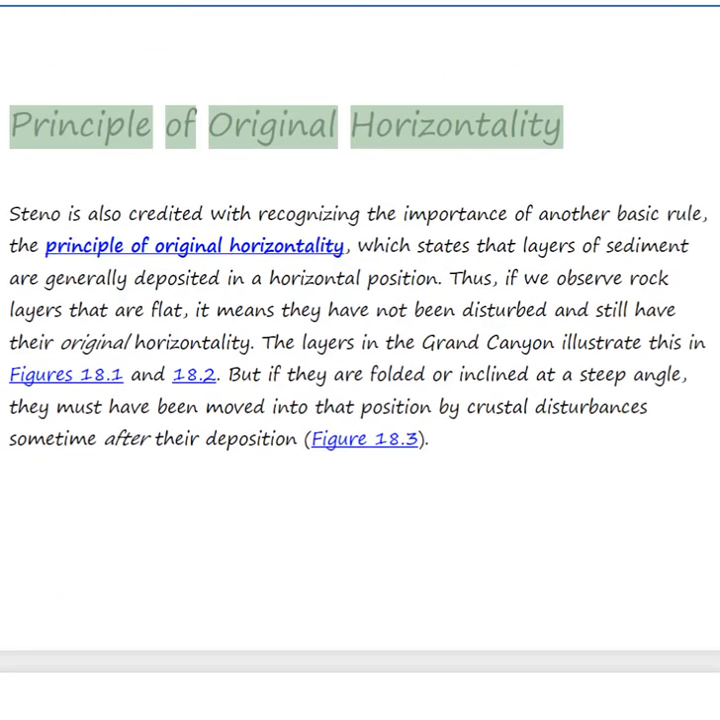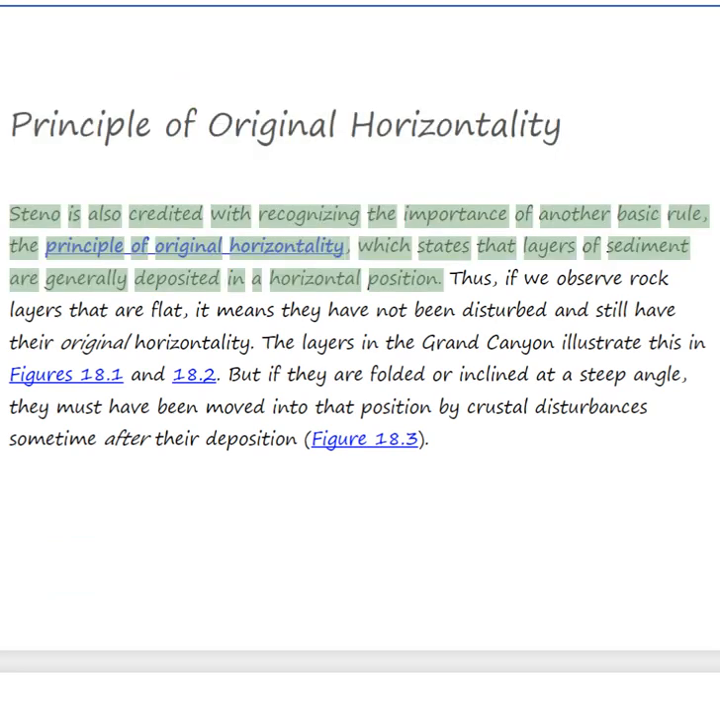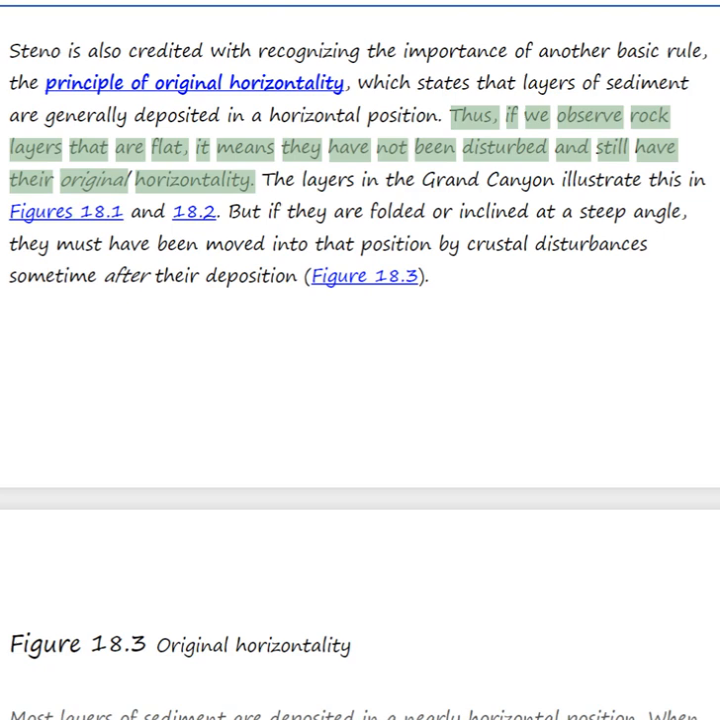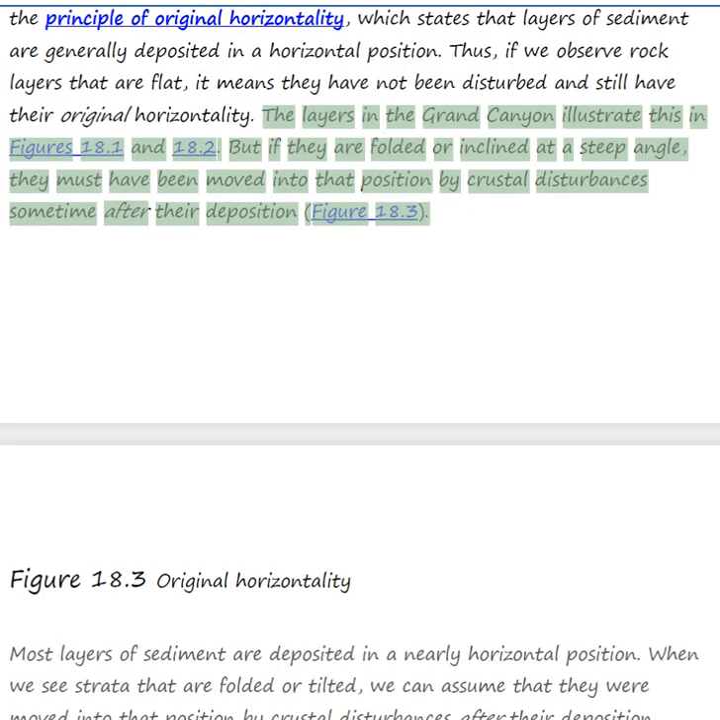Principle of original horizontality. Steno is also credited with recognizing the importance of another basic rule, the principle of original horizontality, which states that layers of sediment are generally deposited in a horizontal position. Thus, if we observe rock layers that are flat, it means they have not been disturbed and still have their original horizontality. The layers in the Grand Canyon illustrate this in Figures 18.1 and 18.2.